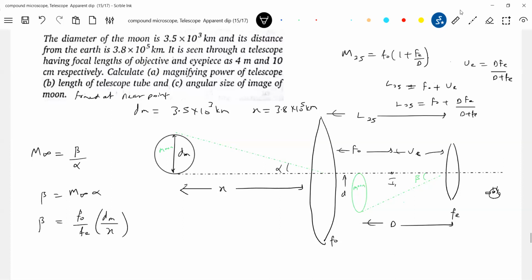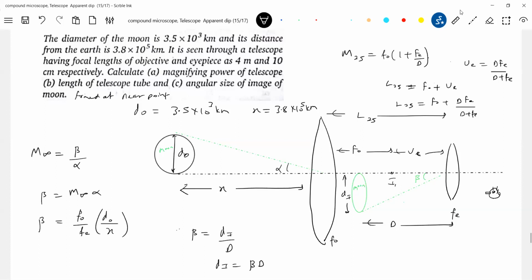Now the diameter of the moon, we are able to tell. This is DO, you call it. And the diameter of the image, so beta we get from here. After getting beta, this beta you can write as di by x. And what is di? Di by capital D. Okay, fine. So these are the ways here.